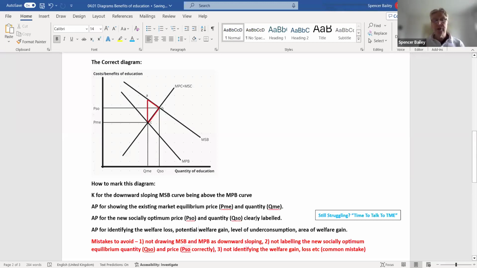So what mistakes do we make? We don't draw MSB and MPB correctly. Too many people label them as upward sloping. We don't label the socially optimum equilibrium as QSO and PSO correctly, and as a result, we lose marks for that. And we're not very good at identifying this potential welfare gain. So again, it's an easy way to lose marks.